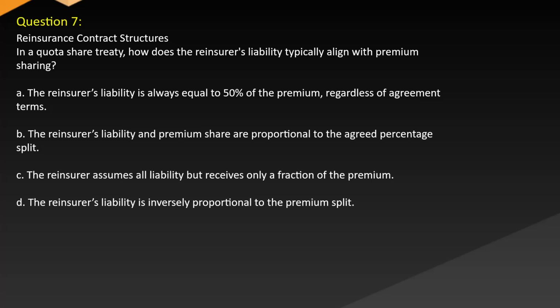Question 7. Reinsurance contract structures in a quota share treaty. How does the reinsurer's liability typically align with premium sharing? A. The reinsurer's liability is always equal to 50% of the premium, regardless of agreement terms. B. The reinsurer's liability and premium share are proportional to the agreed percentage split. C. The reinsurer assumes all liability but receives only a fraction of the premium. D. The reinsurer's liability is inversely proportional to the premium split.